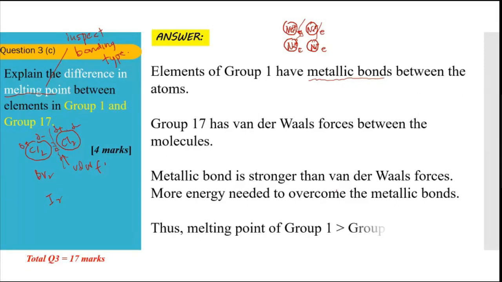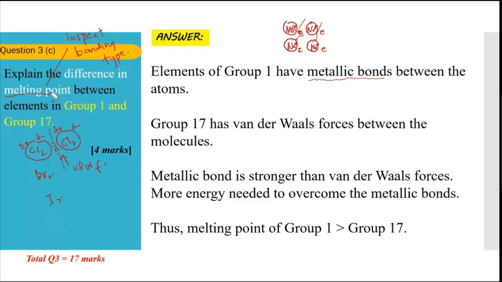And we can conclude that the melting point of group 1 elements is higher than group 17. Much higher. This is primary bond. This is secondary bond, bond between molecules. This bond is between atoms. So very strong, melting point high.